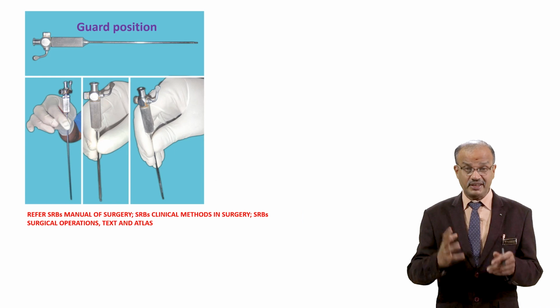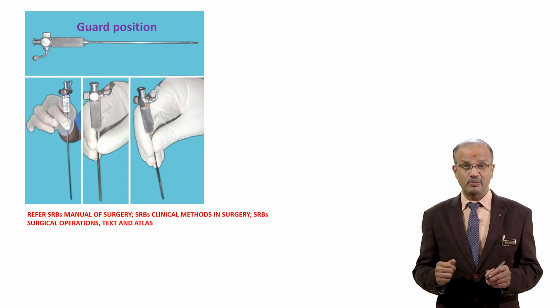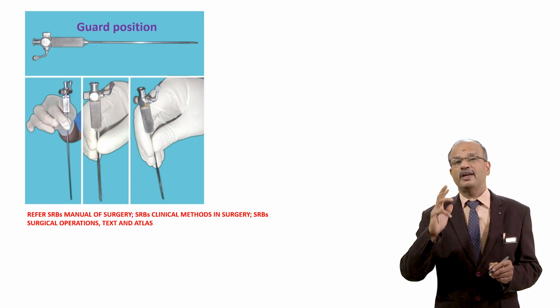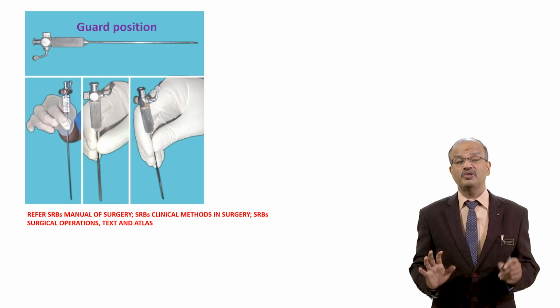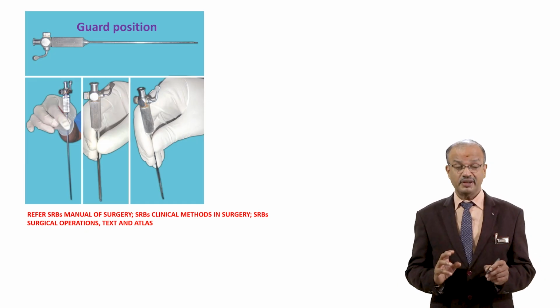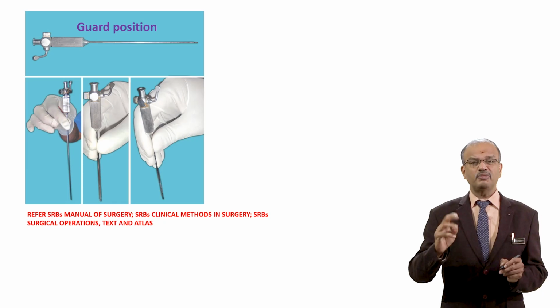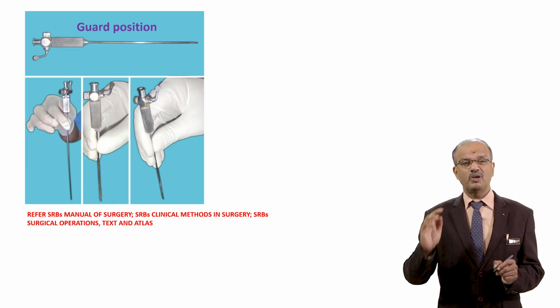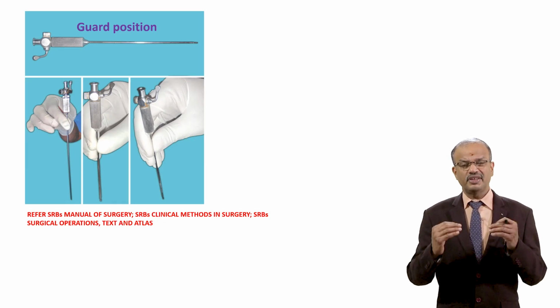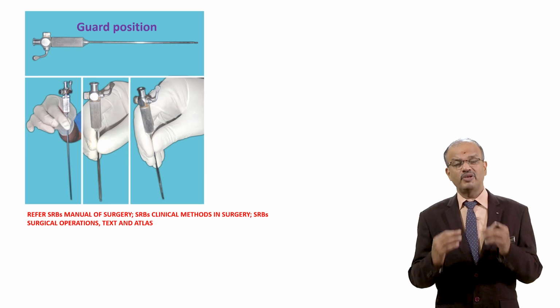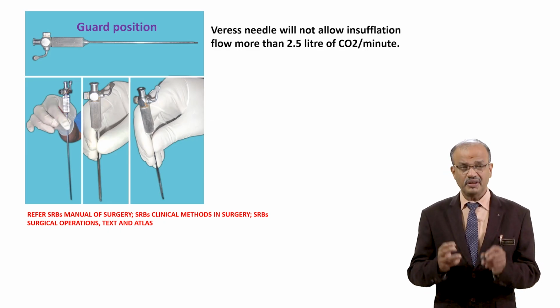So these tests are important once you put the Veress needle, because putting a Veress needle is a blind procedure. All of the ports we are putting are under vision, but with the Veress needle there are some, maybe very less, chances of injuring the bowel, vessel, and so on. So this is the limitation.